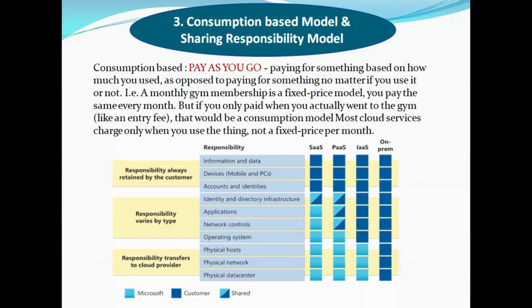It can be a server, it can be any storage account, it can be a VM, it can be anything which comes under an Azure resource.